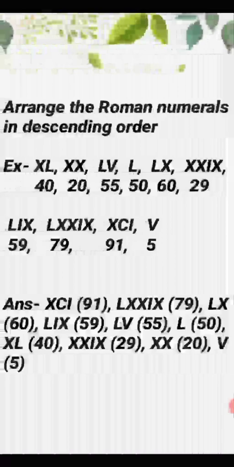Like see, here the greatest number is 91. The next number smaller than 91 is 79. Similarly, the next smaller number is 60, then 59, then 55, then 50, then 40, then 29, then 20, and the last is 5. Descending order, that is from the largest to the smallest. Clear? Now let's come to the other concept.